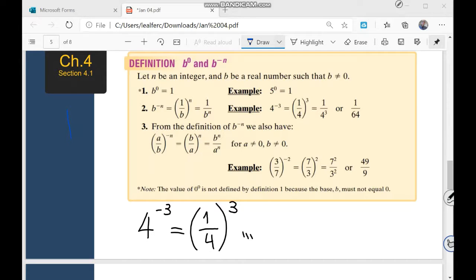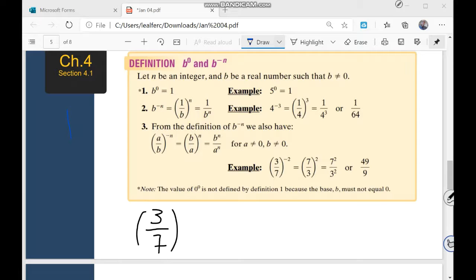This is number 2. Number 3, if instead of a number we have a fraction, let's say a over b, exponent negative n, then this is the same thing as the inverted fraction, b over a, exponent positive n. Let's see an example. So 3 over 7, exponent negative 2, equals, invert the fraction, 7 over 3, keep the same exponent but with a positive sign.